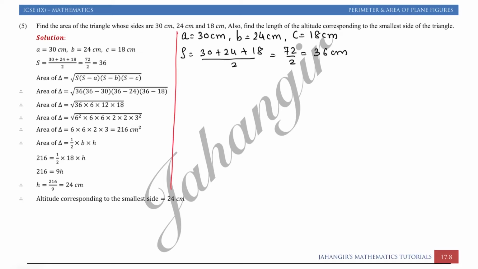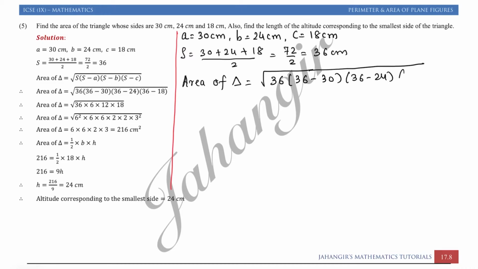Once you get the semi-perimeter, you can find the area of the triangle by taking the formula, which is root of S, that is 36, 36 minus 30, 36 minus 24, 36 minus 18.